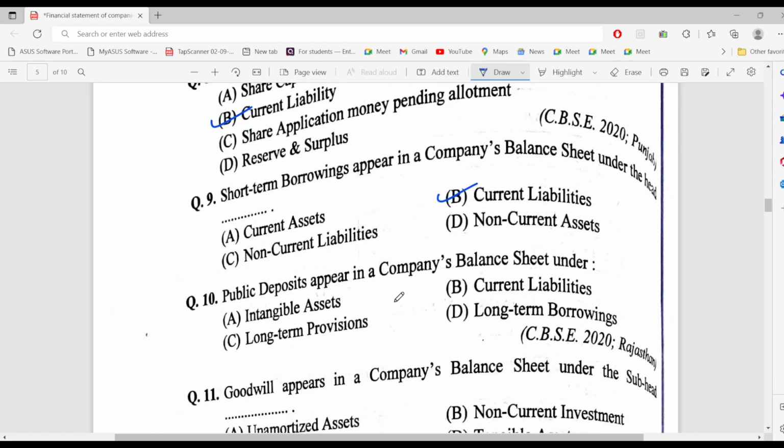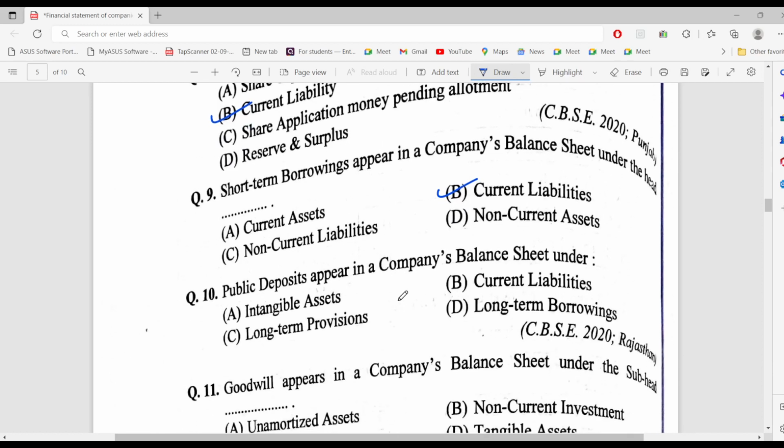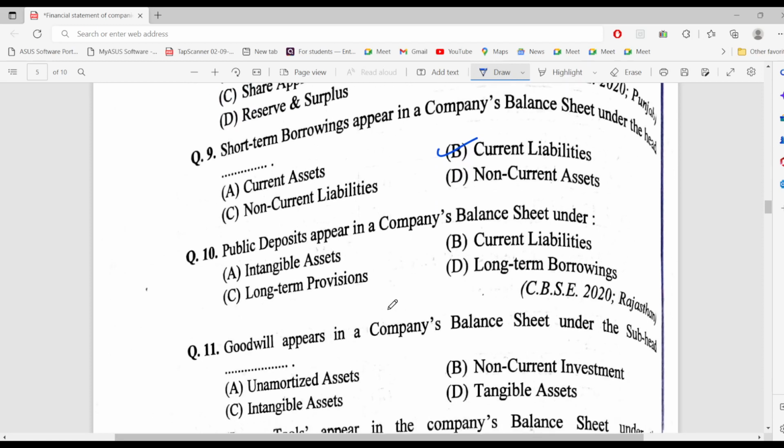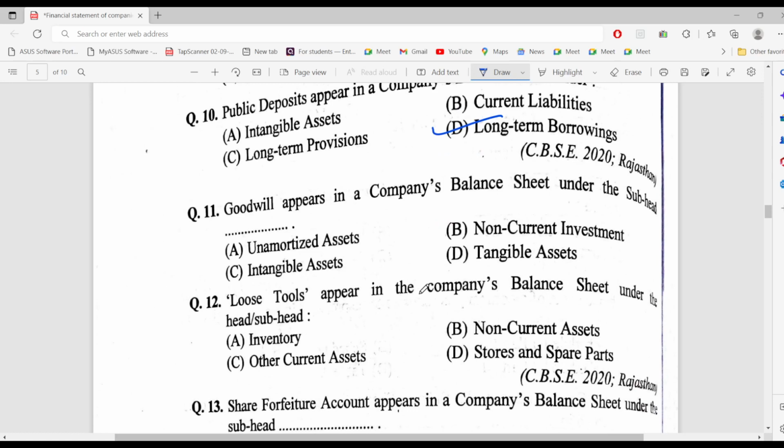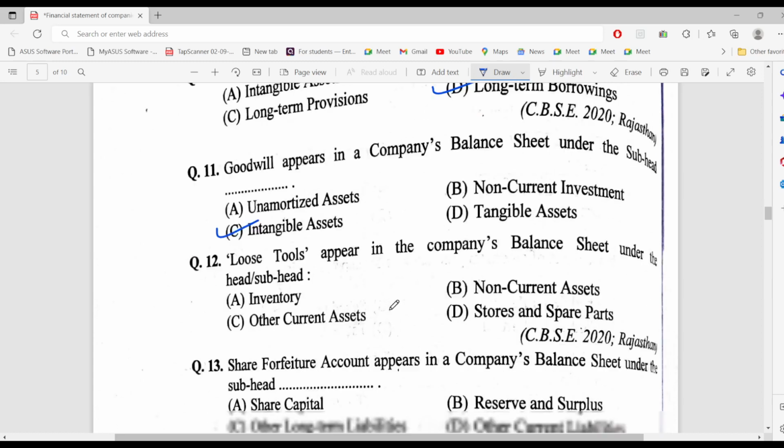Okay. So next we will move to the 10th question. Public deposits appear in a company's balance sheet under long-term borrowings. We might be knowing about it. So for 10, the correct answer would be D. Goodwill appears in a company's balance sheet under the subhead. Goodwill is an intangible asset. So 11C would be the correct answer.